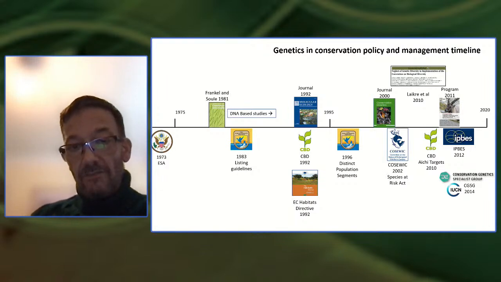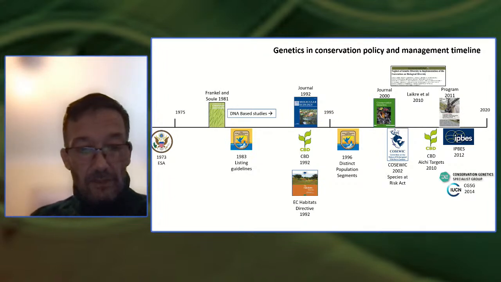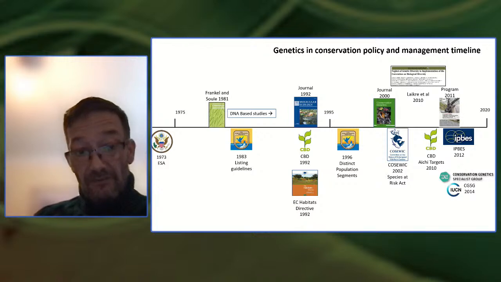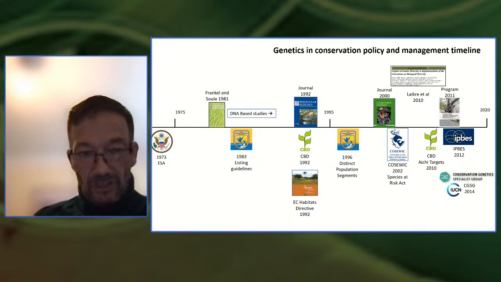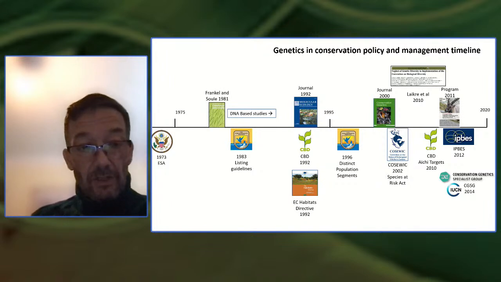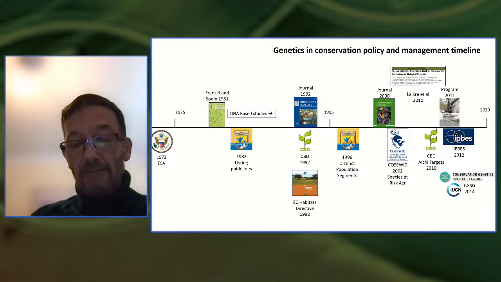That culminated in 1992 with the beginnings of the field of molecular ecology, which, if you can define that as a journal that is specifically oriented to that field, that's what it was. And that year, 1992, is very important, not only because molecular ecology started, but also because the Convention on Biological Diversity, the Rio Convention, happened. The European Union's Habitats Directive also happened.